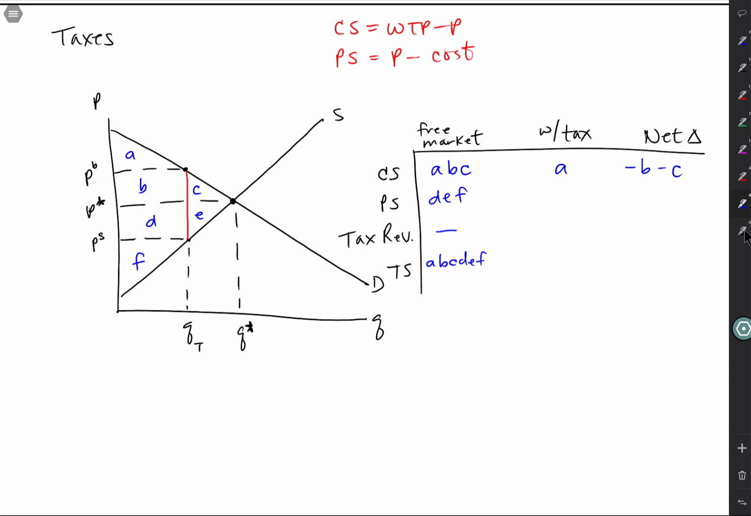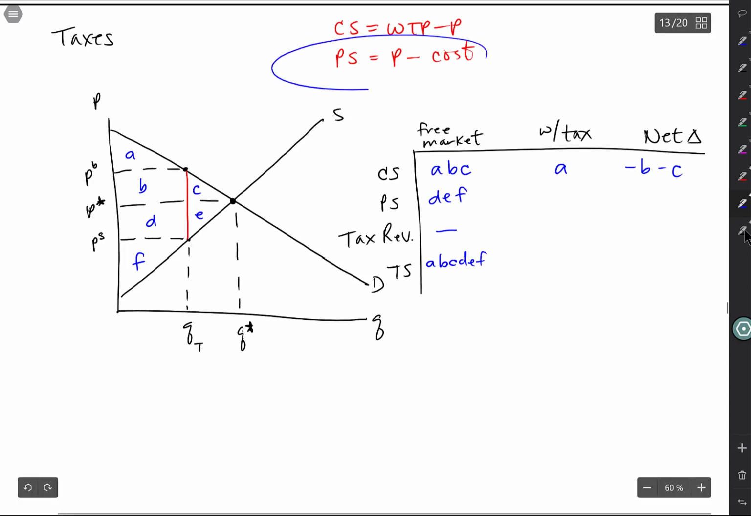All right, producer surplus, same definition, right? The difference between price and cost, it's just the case that now price is here, cost is here, and they're only selling QT units, so they drop down to F. And so producers lost D and they lost E.